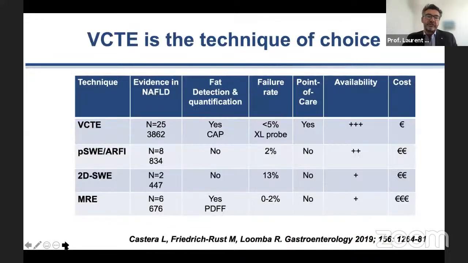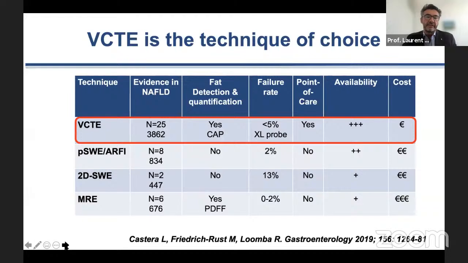However, transient elastography can be considered the technique of choice in clinical practice for several reasons. First, because the evidence in NAFLD is the highest. It also allows measuring steatosis with CAP, and this will be dealt with later on by Professor Wong. The failure rate, if you're using the XL probe, is below 5%. It's a point-of-care technique with immediate results, wide availability, and acceptable cost as compared to the other techniques.